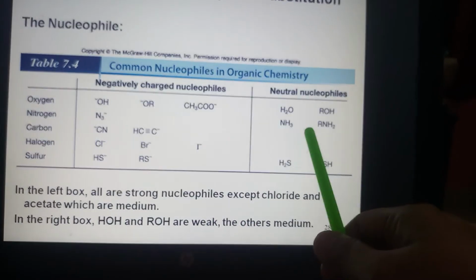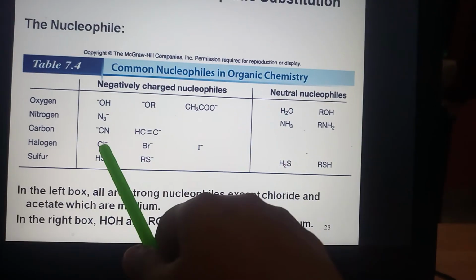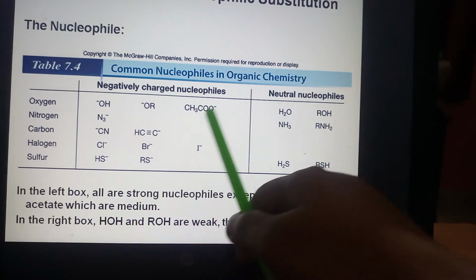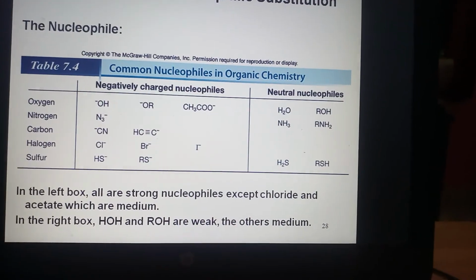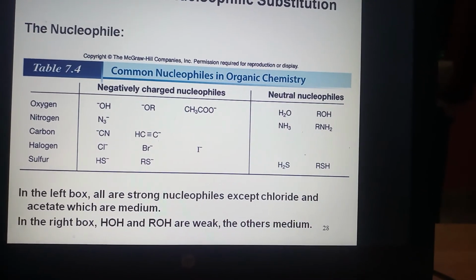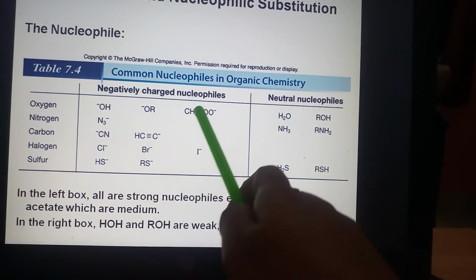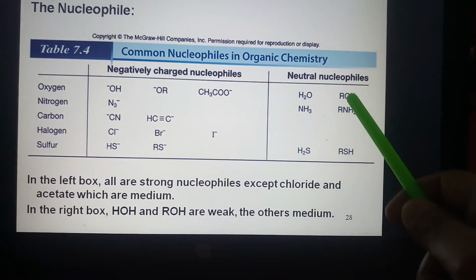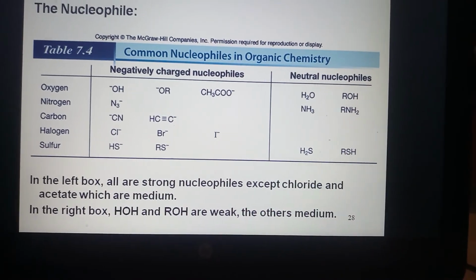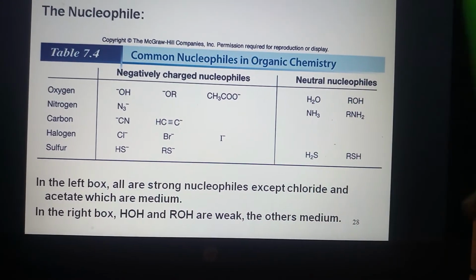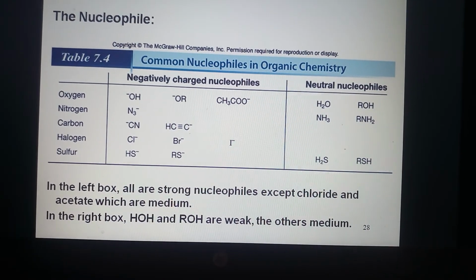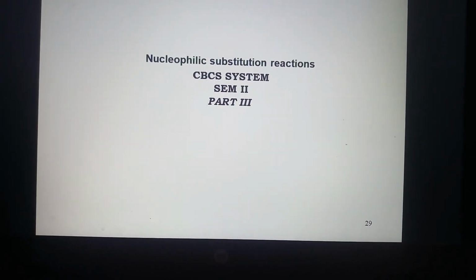In the left box, all are strong nucleophiles because they all contain negatively charged particles, except chloride and acetate, which are medium. In the right box, water and alcohol are weak and the others are medium nucleophiles. So it is sufficient and we will see you later.